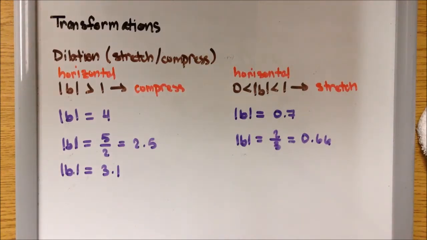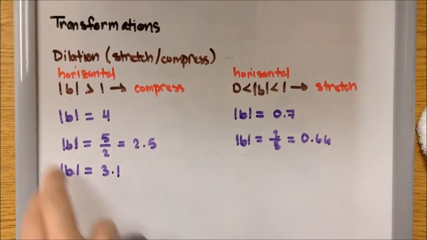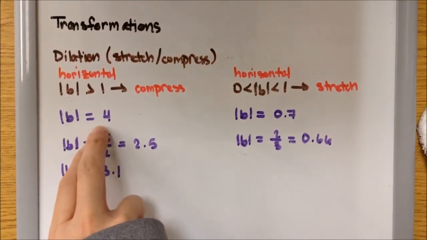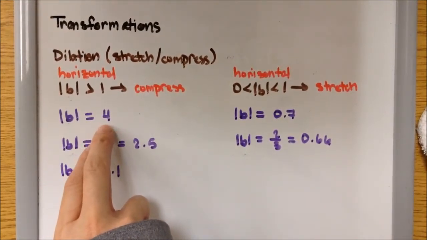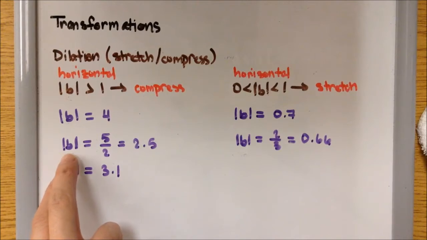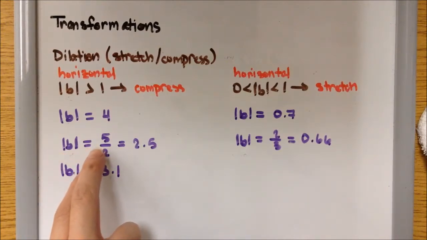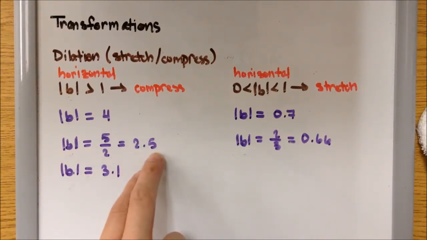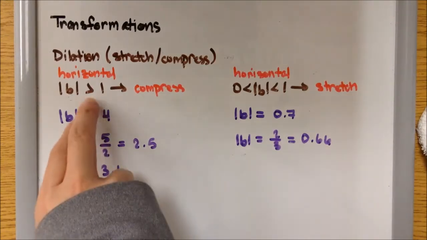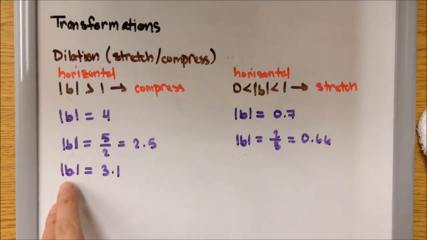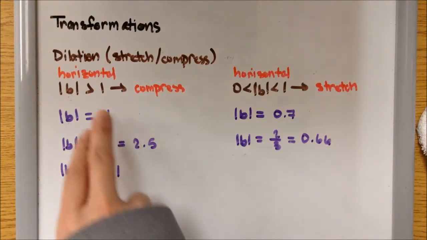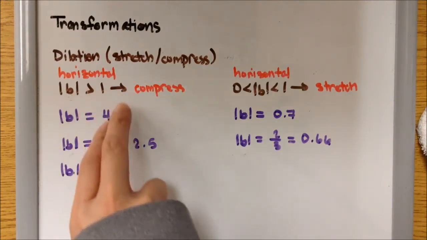So to review, if the absolute value of b is a whole number more than 1, such as 4, or if the absolute value of b is 5 over 2, which is equivalent to 2.5, which is more than 1, or if the absolute value of b is a decimal such as 3.1, which is also more than 1, then it's going to be a horizontal compress.